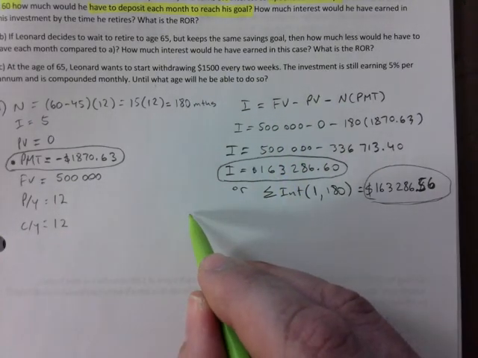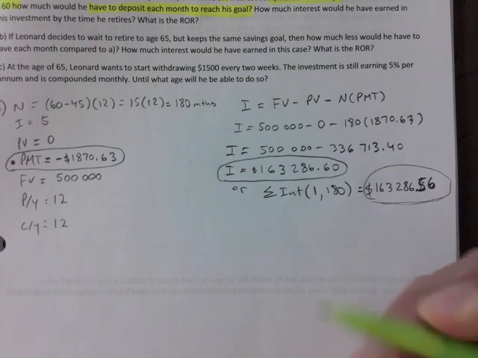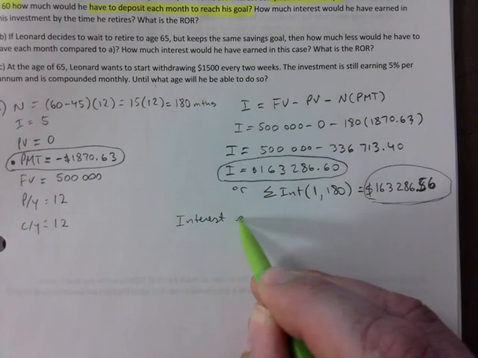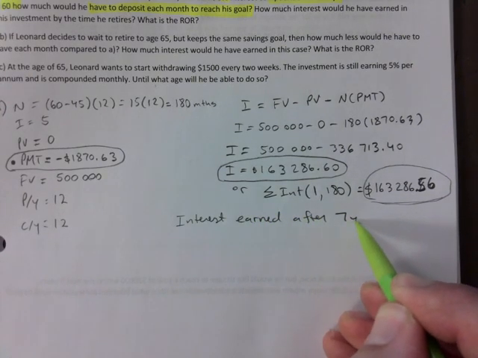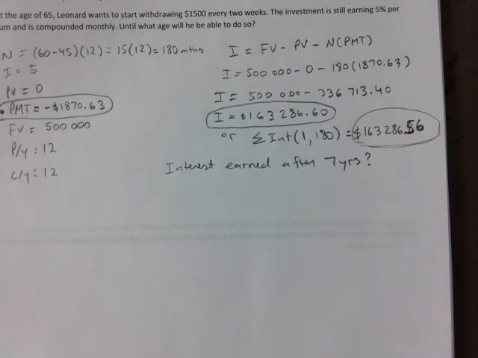Sorry, I'm just checking and making sure I have enough room if I do this now. Interest earned after 7 years, let's say. The question asks that you have to use sum of interest.